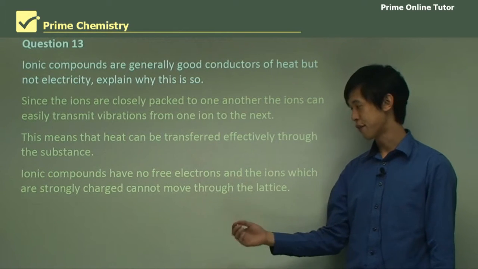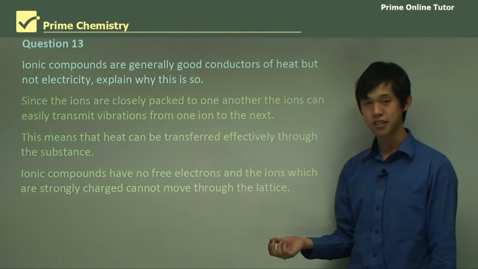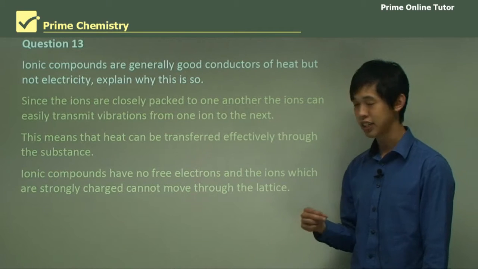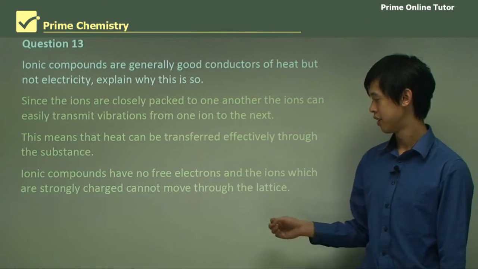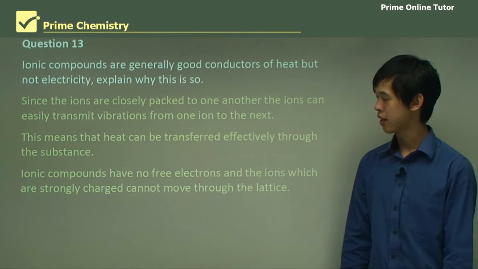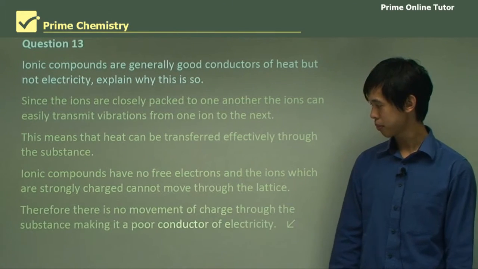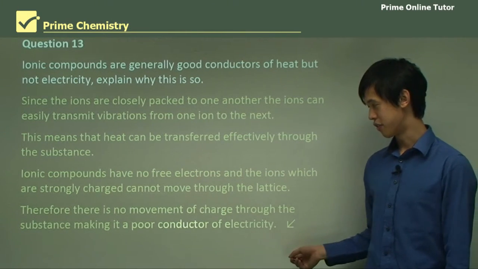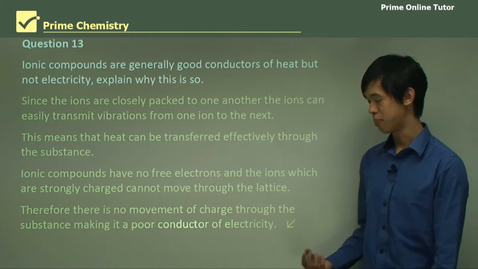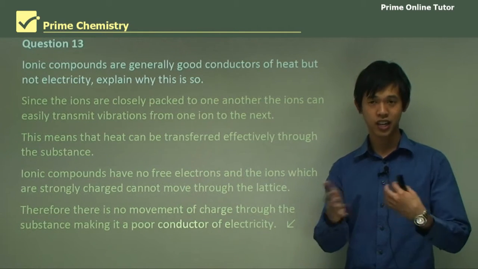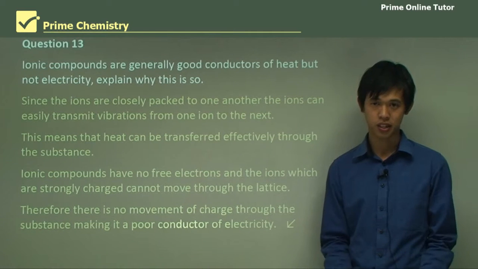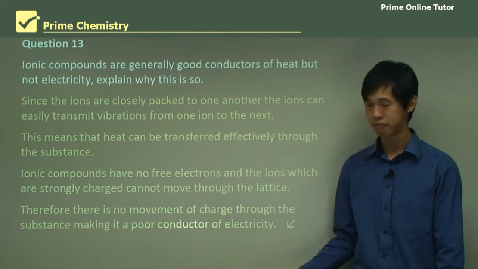But ionic compounds have no free electrons, and the ions, which are strongly charged, can't move. They're immobile. They can't move through the lattice. And if you don't have any charge that's able to move, you don't have any current. Therefore, there is no movement of charge through the substance, making it a poor conductor of electricity, because you can't get any charge moving, which means that you don't conduct electricity. Okay?